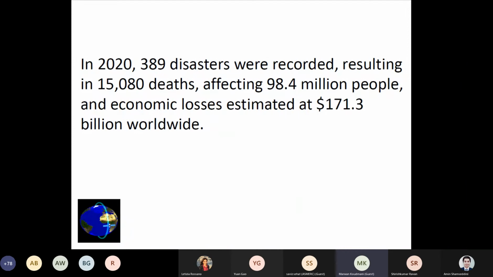In 2020, 389 disasters were recorded, resulting in 15,000 deaths, affecting 98 million people, and economic losses estimated at 171 billion worldwide.